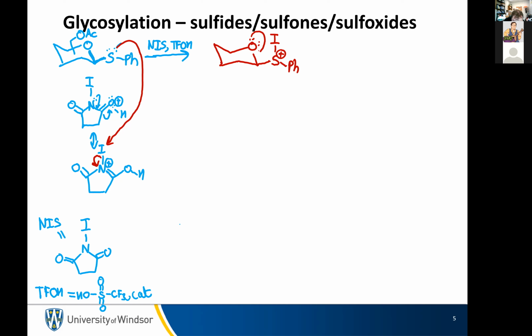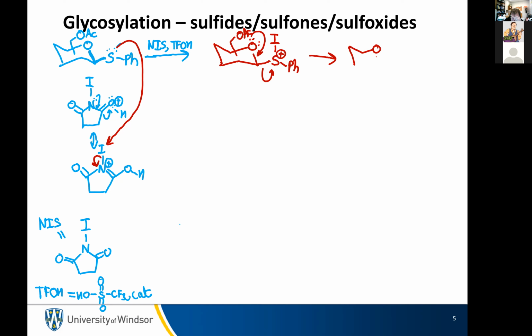So again, I'm going to do the lie. Remember what I'm saying here is flip to the half chair, open the half chair, make the oxocarbenium. I'm shortcutting it with 2 arrows because I don't want to have to draw a whole bunch of half chairs. But that is what's happening. You have to always keep that in the back of your mind.